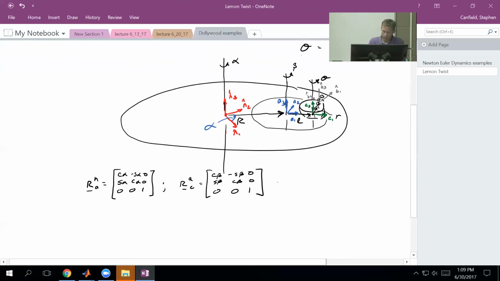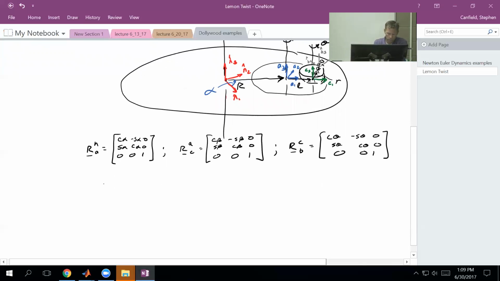Okay, just double checking. And then finally, I've got a projection of the B axis onto the C axis, and that's a rotation around the 3 axis by theta. So I get C theta, S theta, 0, negative S theta, C theta, 0, 0, 0, 1. I'm going to need the velocity and acceleration, angular velocity, angular acceleration of my body fixed frame. Let's start with the angular terms because I need that for my transport theorem. So I need the angular velocity of B with respect to N.